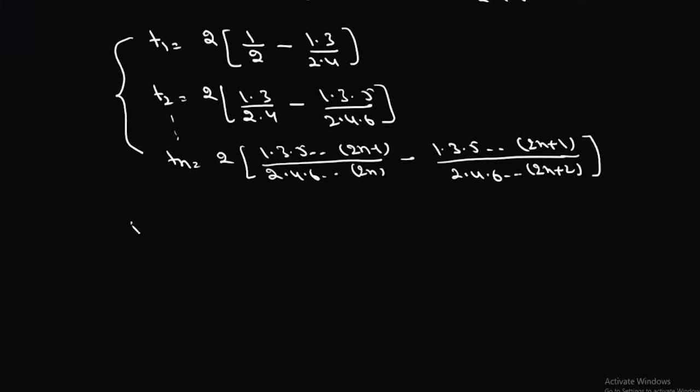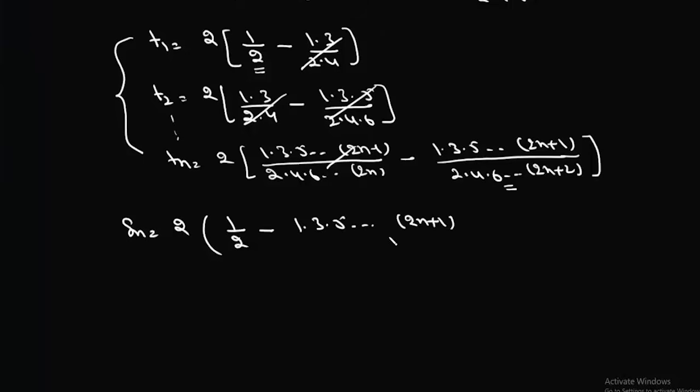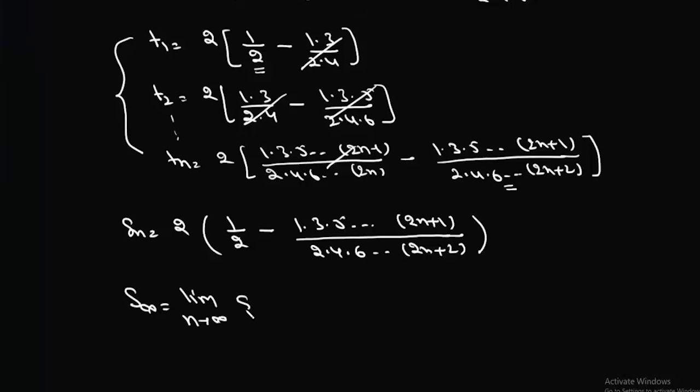Now Sn is the sum of all these n terms. So if we add them, we'll get Sn. Now here these successive terms will cancel, and since we have this term here, what will remain is this last term. So it'll be this 2 into 1 by 2 minus 1 into 3 into 5 up to 2n plus 1 upon 2 into 4 into 6 up to 2n plus 2. And if we find its sum up to infinity, it will be the limit n tends to infinity of Sn.